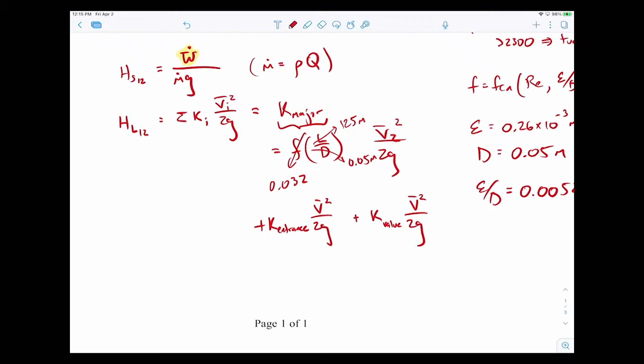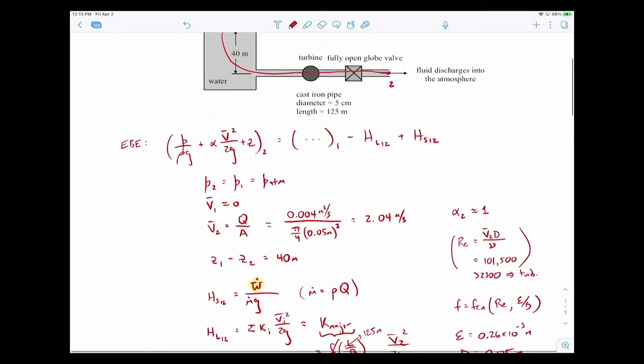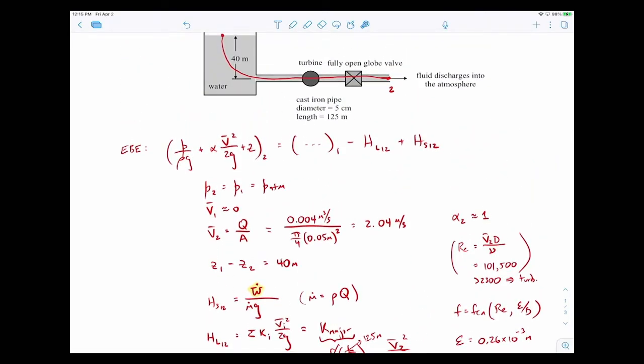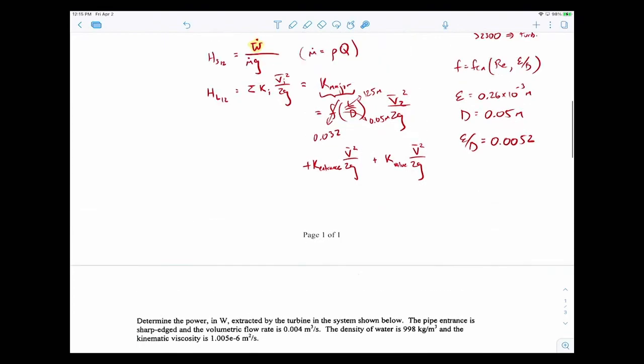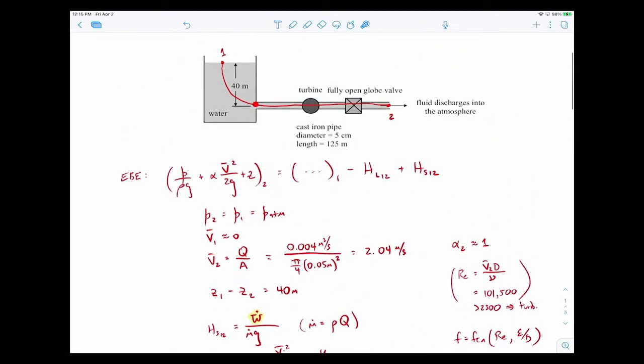Let's start with the valve. What velocity should I use for the valve loss? Valve's right here. What velocity should I use for that? V2, because that's the velocity leading into that valve. Okay. So we'll do that. What about the entrance? What velocity should I use there? Still use V2, correct? Still use V2.